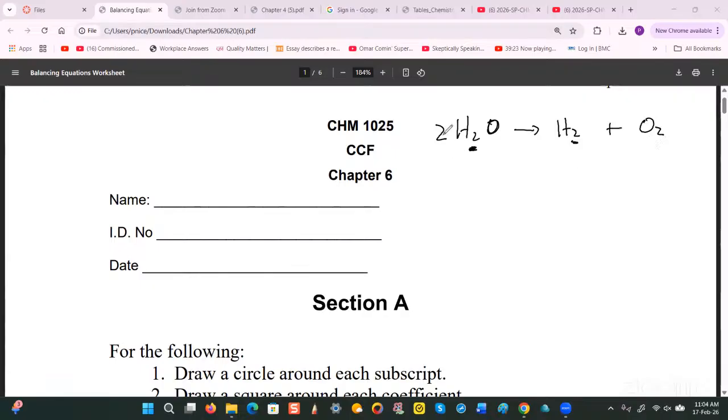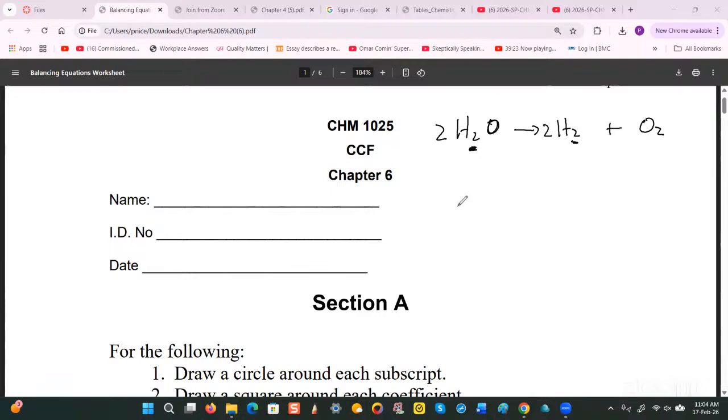However, because I placed a 2 here, that also doubles the number of hydrogens, right? So I have to balance that as well. How do I do that? I place a 2 there. And therefore we achieve the balance of everything. The hydrogens are balanced and the oxygens are balanced. All right. So this is basically what you do when it comes to balancing equations.